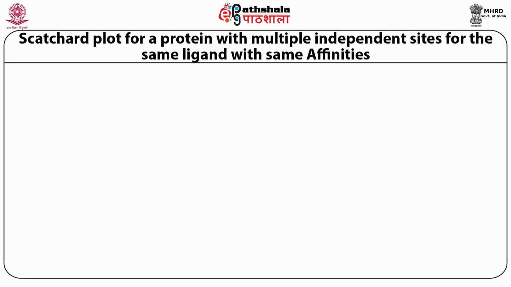We try to see which kind of Scatchard plot we can get for a protein with multiple independent sites for the same ligand with the same affinity. It is simple: we can treat it as a 1:1 interaction and simply multiply by n, which is the number of ligand binding sites. So nu is given by n multiplied by L by K divided by 1 plus L by K. So nu by L is equal to n by K minus nu by K.